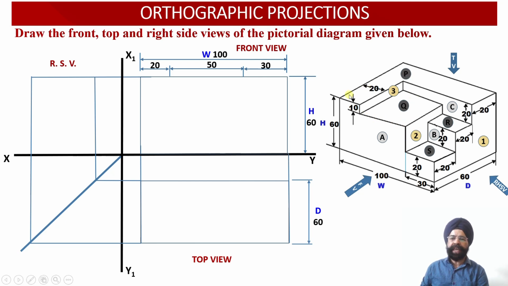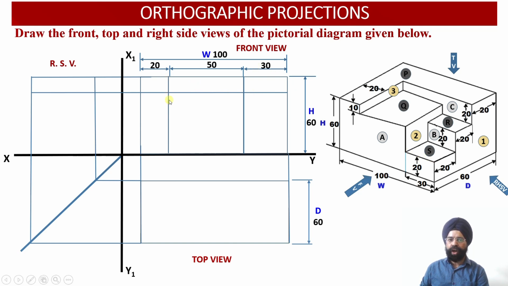So surface P on this side is going to have a width equal to 20. This we have marked over here. So out of 100, on the left hand side, we have got the surface P. It has a width equal to 20 millimeter. Then we have the surface Q. It has a width equal to 50 millimeter. That also we have marked. And then we have the surface S over here, which has a width equal to 30 millimeter. This also we have marked.